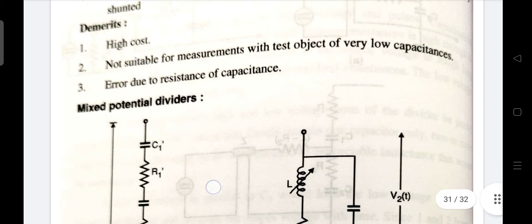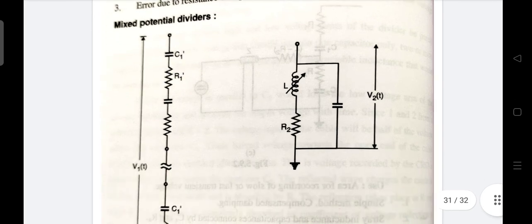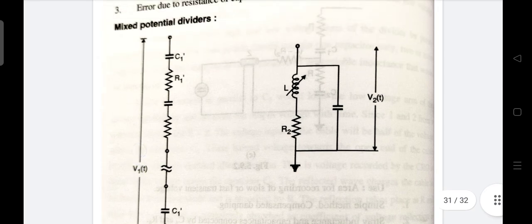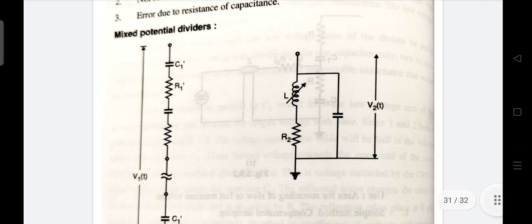Here are some mixed potential divider circuits which use all three: resistance, capacitance and inductance. RC elements are connected in series or in parallel. One method is to connect capacitance in parallel with each R element, and it is successfully employed for voltage dividers of rating 2 megavolts and above. A better construction is to use RC series element connection, as shown in the figure, and these are made for 5 megavolts with response time less than 30 nanoseconds.